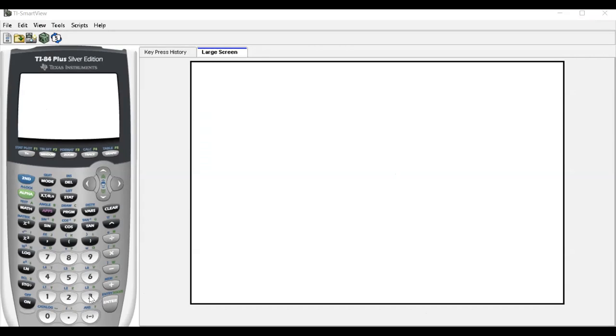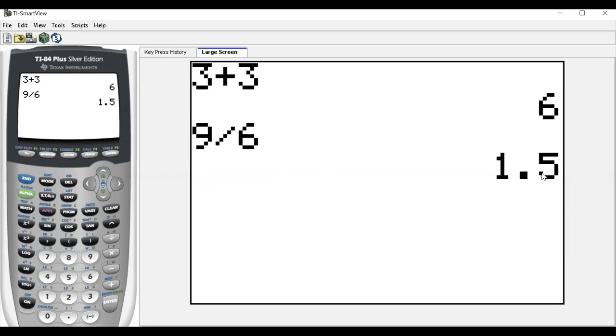So if you want to do 3 plus 3, it's not going to find the answer until you press enter, and then it will give you the answer of 6. Or 9 divided by 6, enter, would give you 1.5. The black buttons are all of the other different things that your calculator is able to do. So if you need parentheses, those are here.